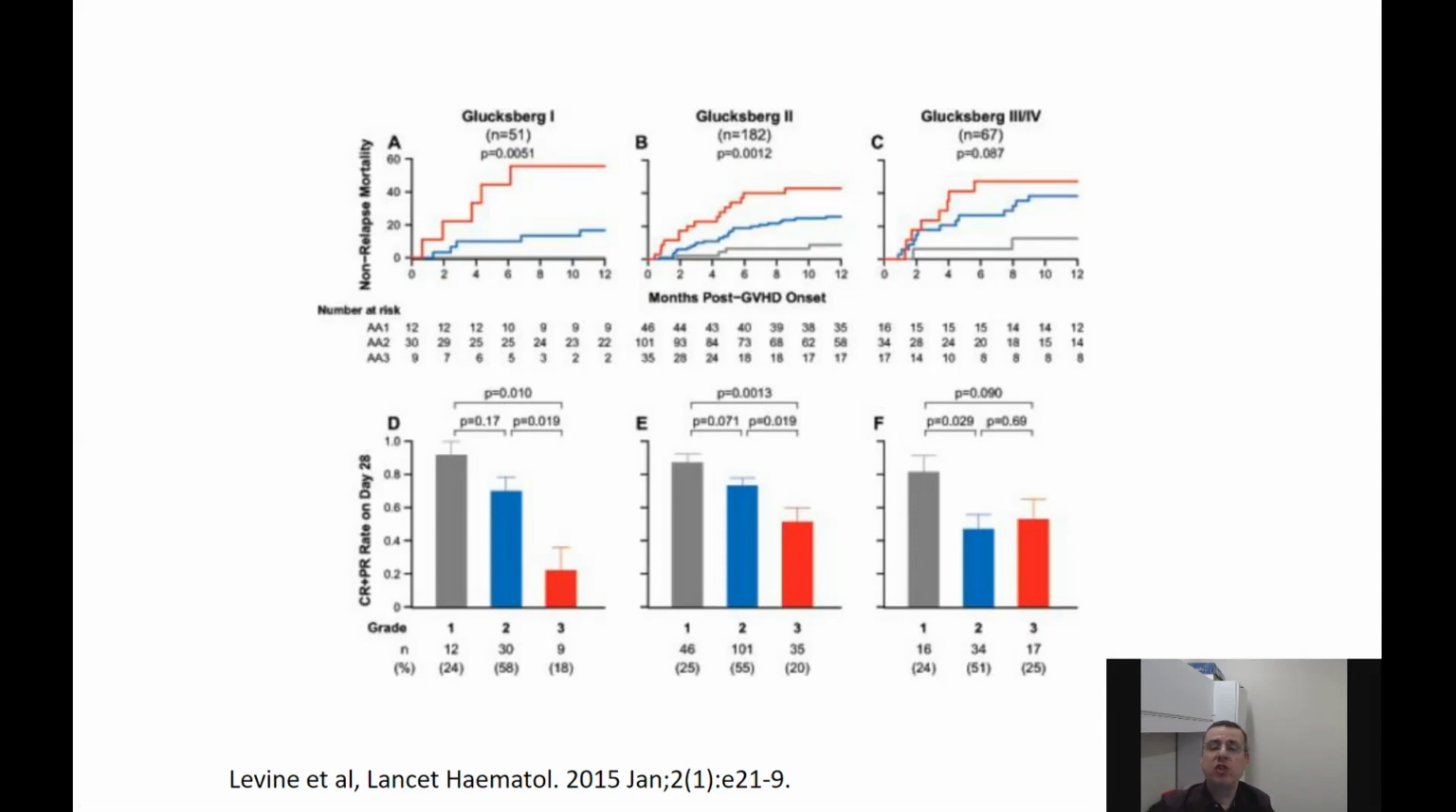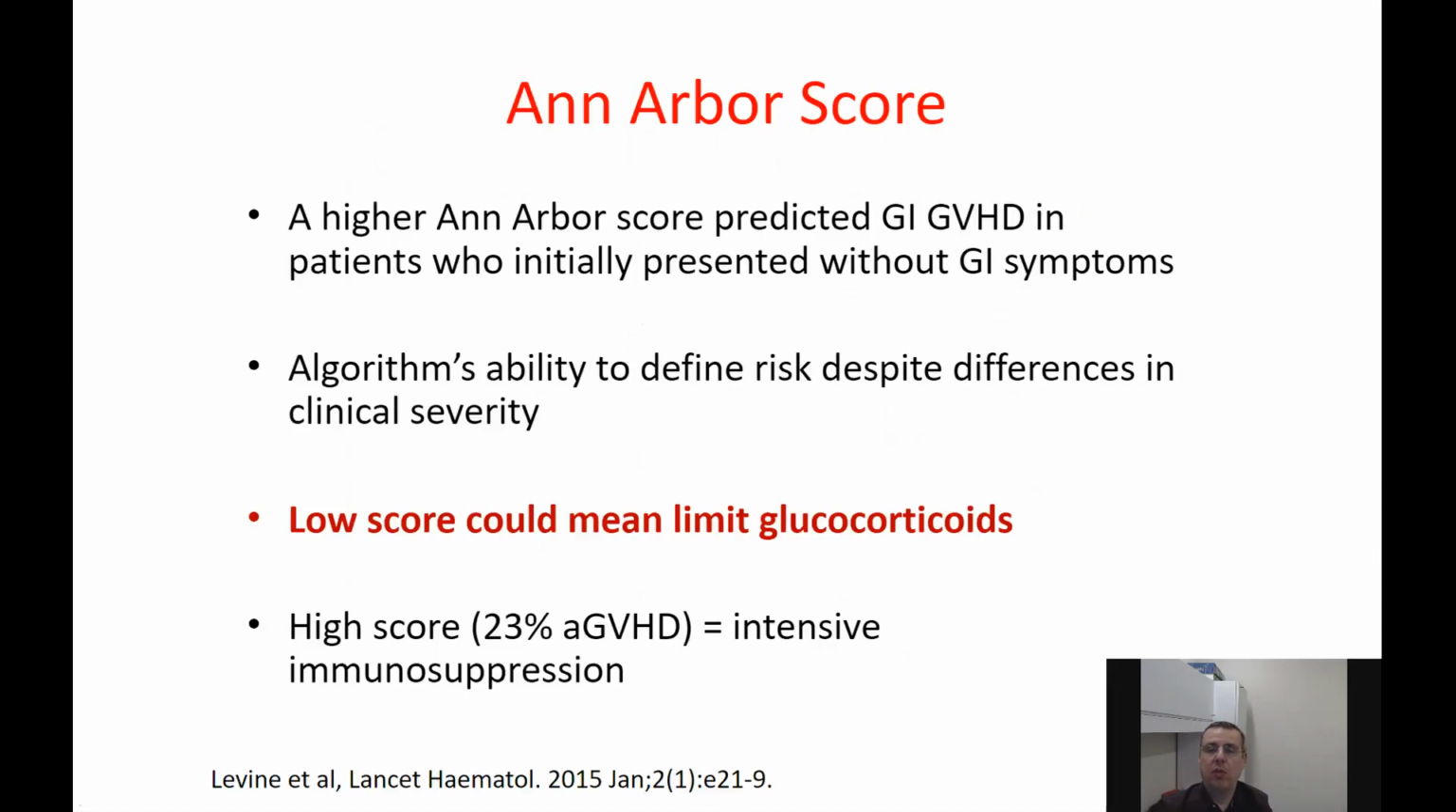What was also really interesting was that even in the low-risk group of acute GVHD, these Ann Arbor groups were able to stratify into high risk of death and low risk. So this algorithm demonstrated the ability to define the risk despite differences in clinical severity. And that means that even in a more clinically severe acute GVHD, a low Ann Arbor score means that we can taper the steroids sooner, while a high score would benefit from more intense immunosuppression.